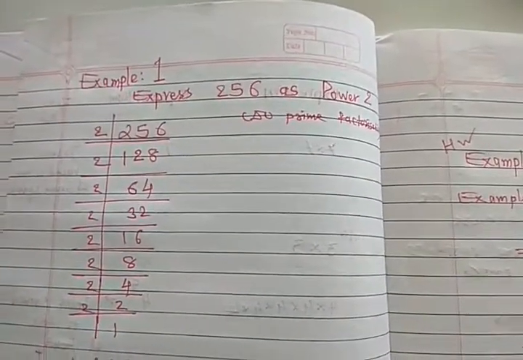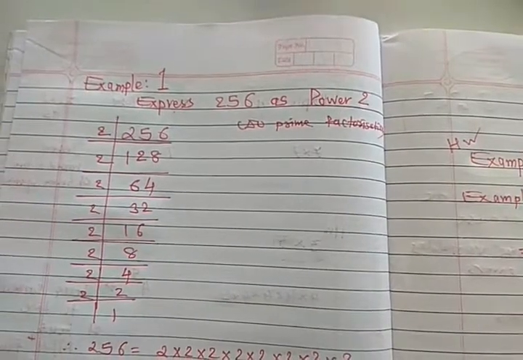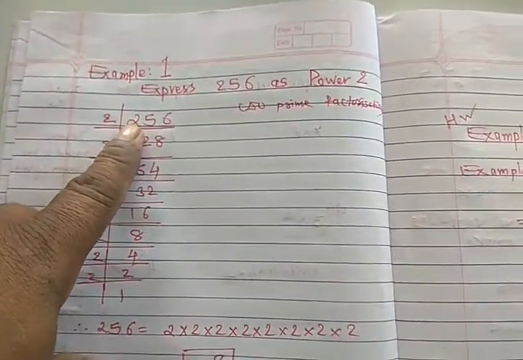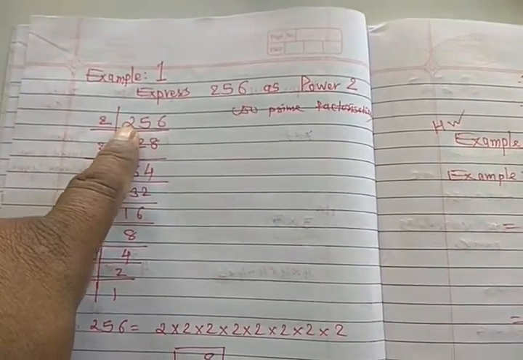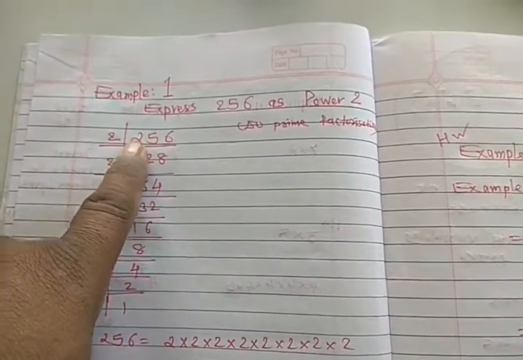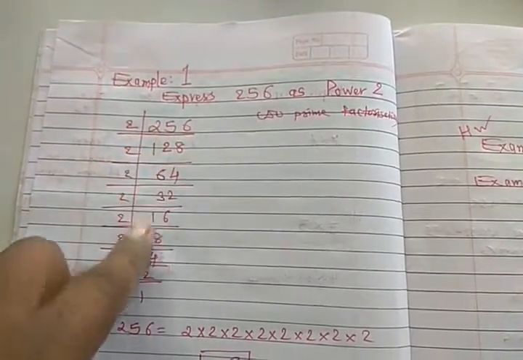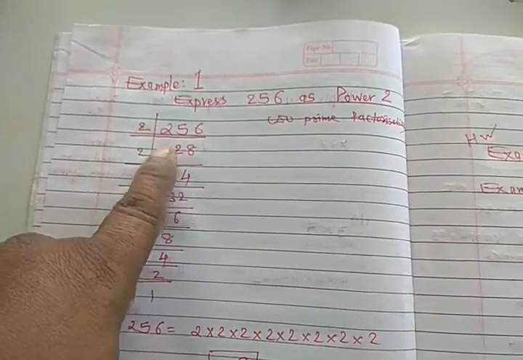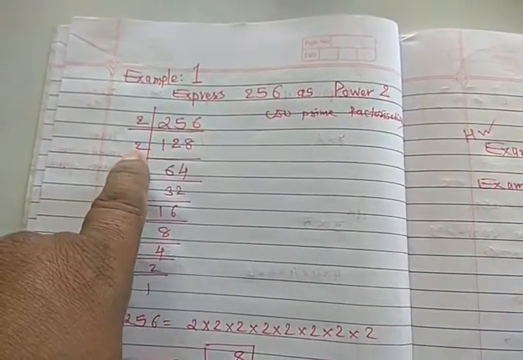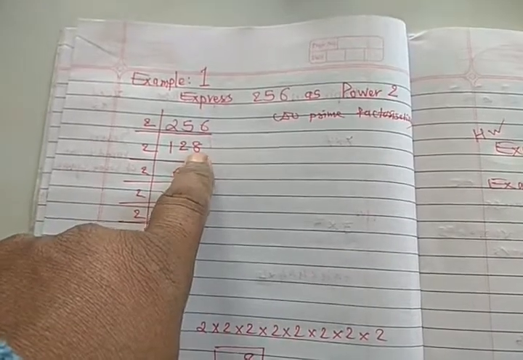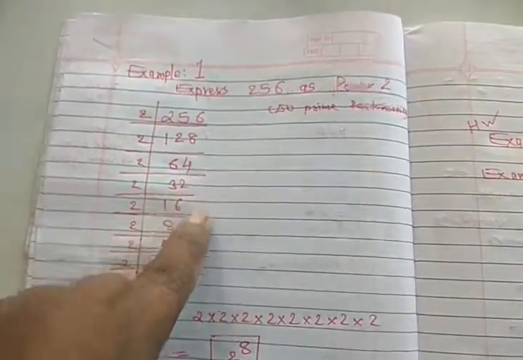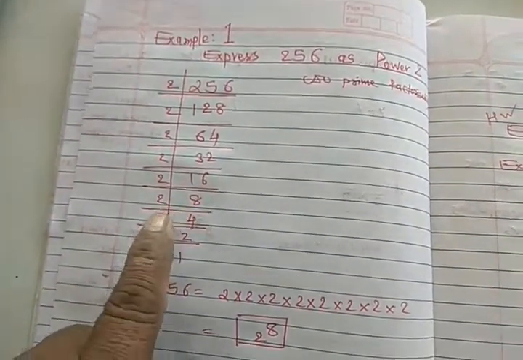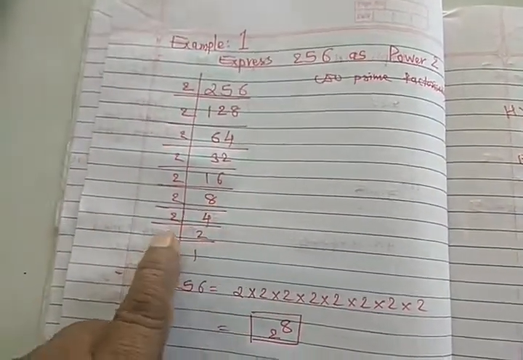Now example number 1: express 256 as a power of 2, right? So first of all you have to see, you studied last time factorization by the prime factor method, right? So by that method, 2 128s are 256, then 2 64s are 128, then 2 32s are 64, 2 16s are 32, 2 8s are 16, correct? 2 4s are 8, 2 2s are 4.